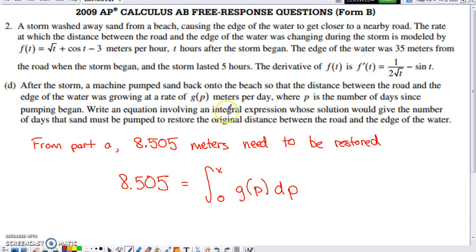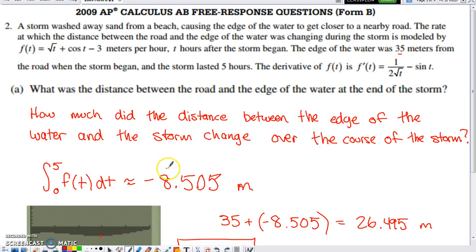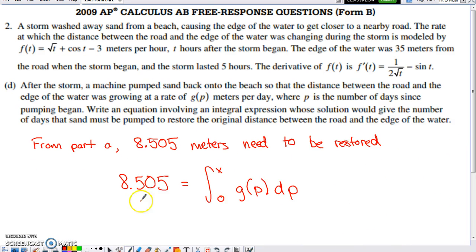We need to write an equation involving an integral expression whose solution would give the number of days that sand must be pumped to restore the original distance between the road and the edge of the water. So what I realized that we had already done in part A back here was we figured out how much that distance changed by over the course of the storm. It changed by 8.505 meters. So I know that 8.505 meters needs to be restored between the edge of the water and the road. And so now it was a matter of trying to figure out what you needed to do with an integral in order to set up your equation successfully.